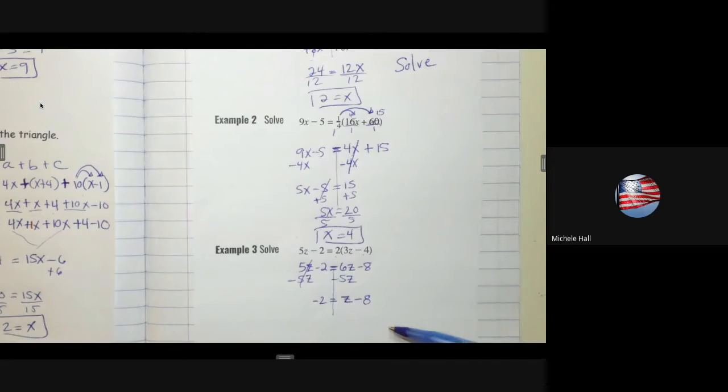All right, now I have all my z's collected. I'm ready to start solving. I'm going to start by adding 8 to both sides, and I get that z equals 6.